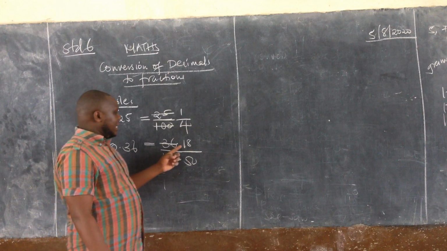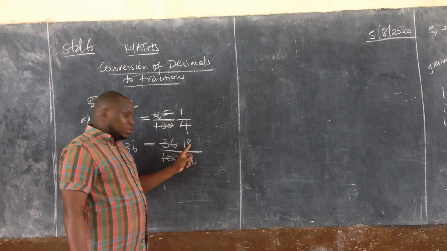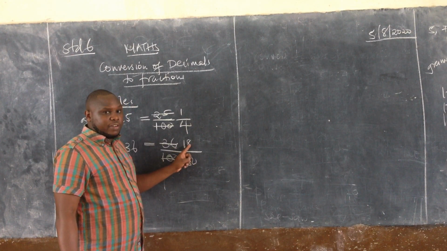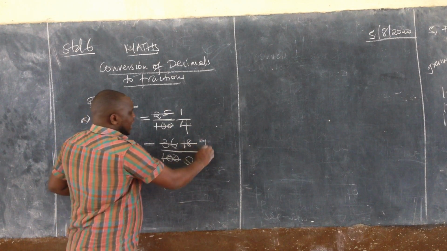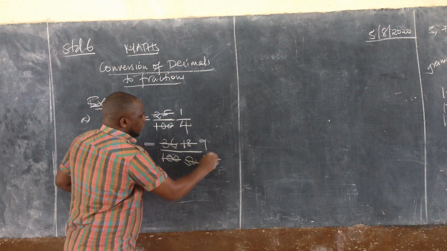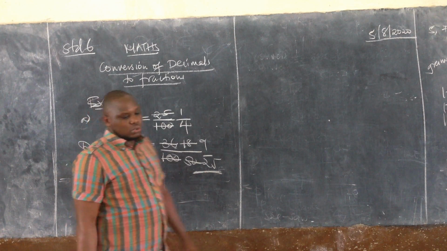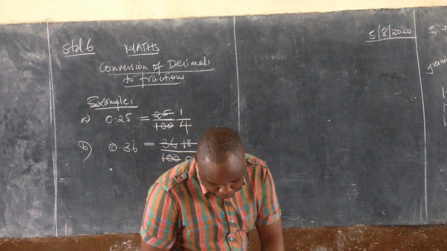You go ahead, Lana, and look here. This is still an even number, meaning that it has a common divisor. You can divide by 2 to get 9, divide by 2 to get 25. And so your answer becomes 9 over 25 in that case.